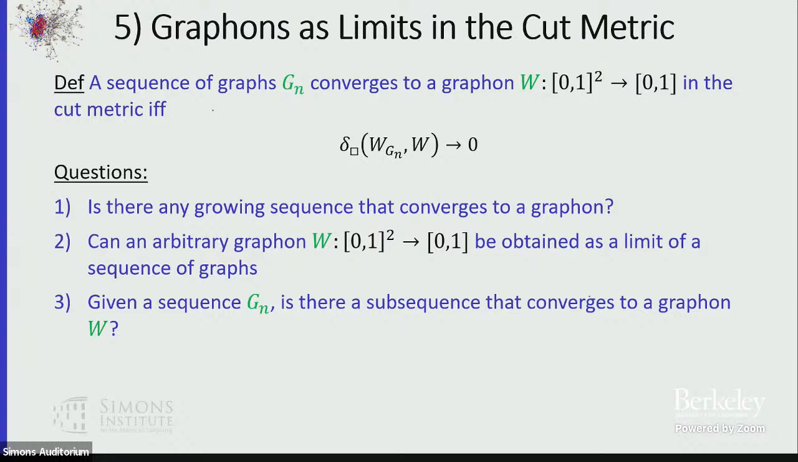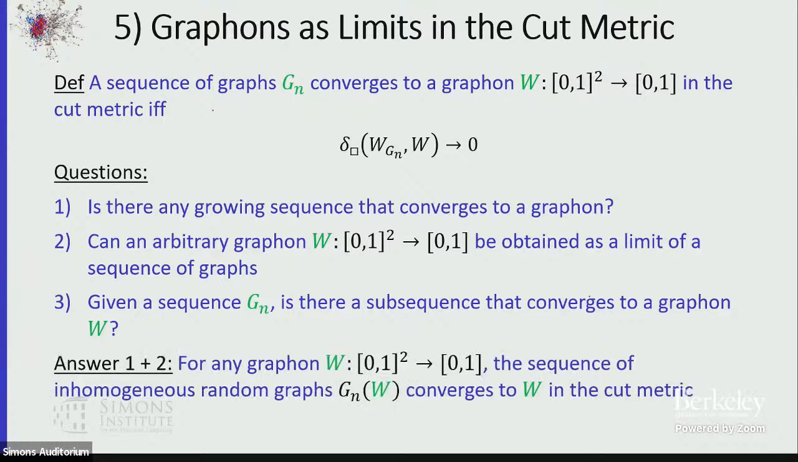But do there exist non-trivial limits? Do there exist graphs on growing sequences which are not just taking a finite graph and just blowing it up? I can always take a vertex, divide it into 3, put a complete graph on it, and create some trivial example, but are there non-trivial examples? Okay. And then can we get an arbitrary graphon as a limit of a sequence of graphs? That's a little bit more than that. Okay. And finally, given a sequence, is there a subsequence that converges to a graphon? Now, the answer to the first two questions I already gave you, because I said that my students can prove that in the cut metric, this converges to W for every W.